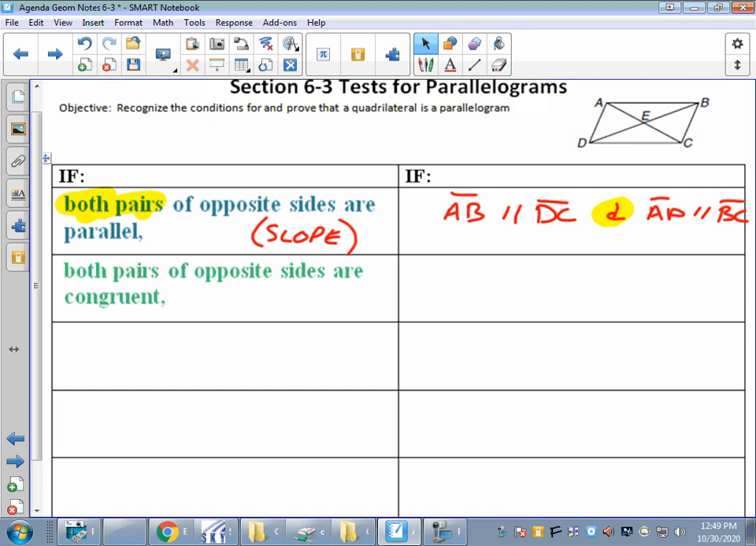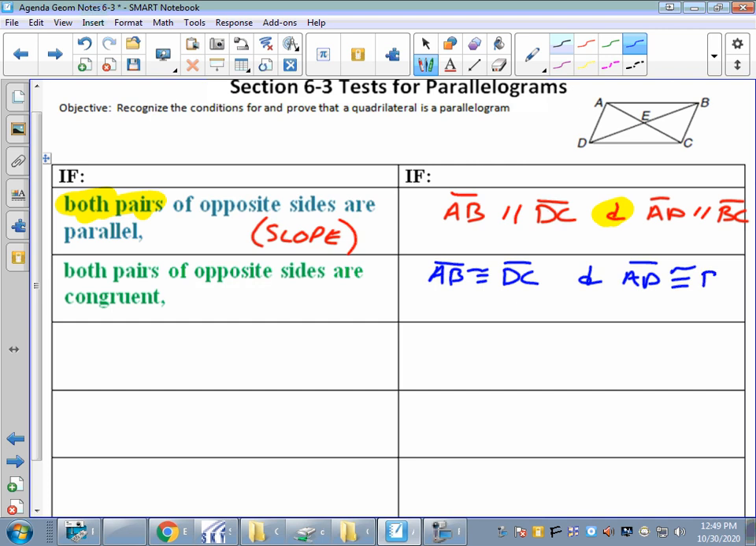The next one, both pairs of opposite sides are congruent. Looking at the diagram above with parallelogram ABCD, with both pairs of opposite sides being congruent, we'd have to have AB congruent to DC, and we'd have to have AD congruent to BC. Again, I can't stress it enough, it's and, both pairs. So we've got the and symbol. Both of them would have to be congruent. Well, how would we know if they're congruent? This one would be where we'd have to use the distance formula.